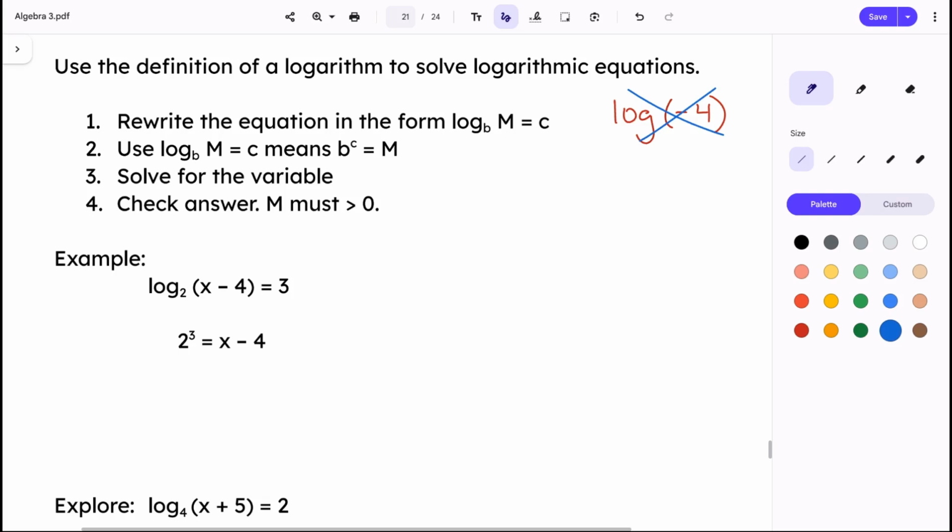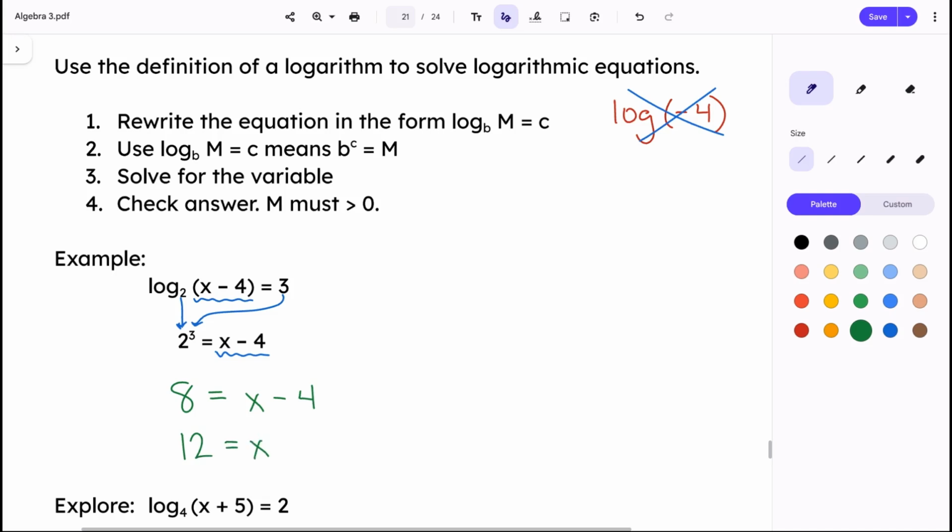So for example, if I started out with log base 2 of x minus 4 equals 3, this little 2 here, the base of the log, becomes your big 2 at the front, and this 3 becomes the exponent, and then the x minus 4 gets thrown after the equal sign now. So we're just kind of rearranging. You've done this before, and now we're going to solve. So 2 to the third power would be 8. We would set that equal to x minus 4. We'd add 4 over, and we would get 12.